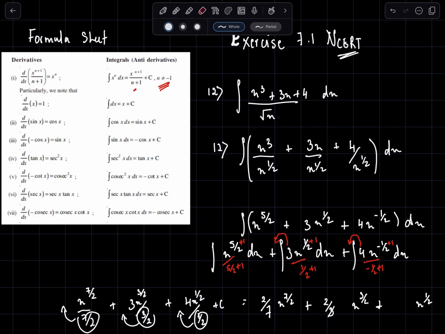is, sorry about that, that would be 2x cubed, and this would be 8x half. This would be your final answer for question number 12. Okay, and of course the plus c, never forget that. Now x raised to the power half, you can write it as square root of x. That's totally up to you whether you want to write it or not, but this would be the final answer.